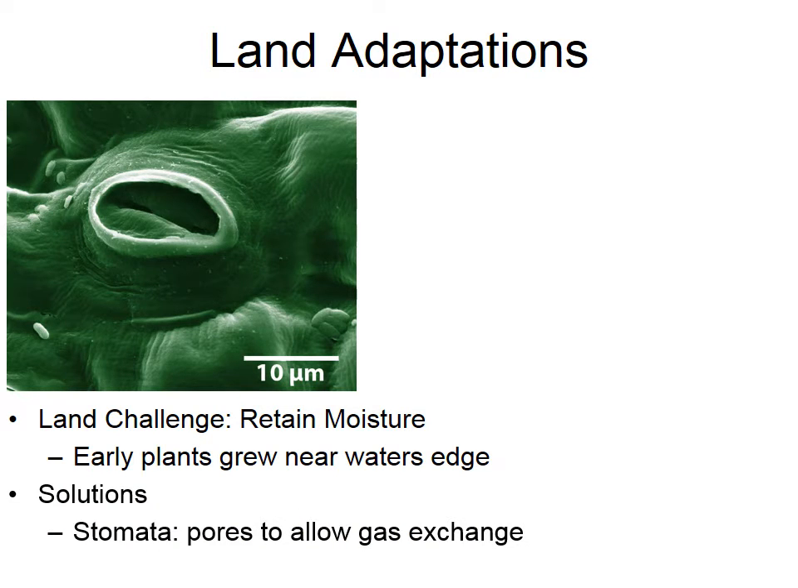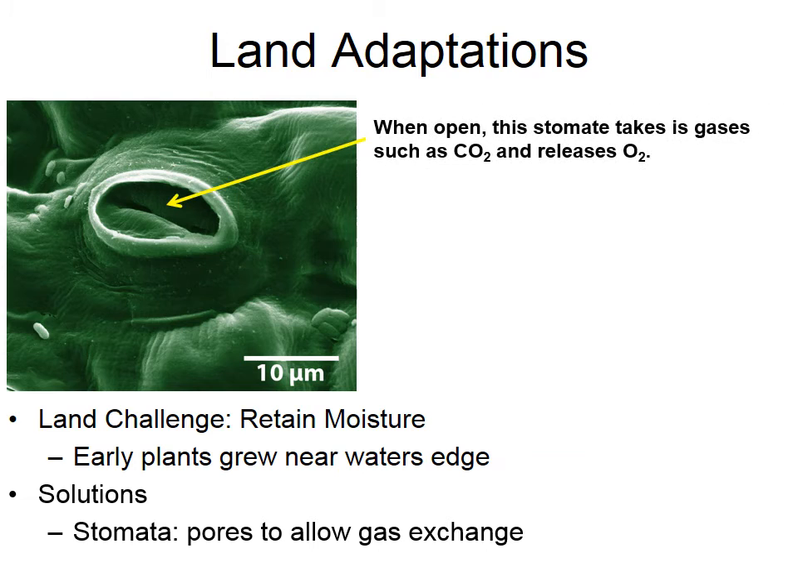And so a couple of the solutions I want to mention, one of them is called stomata, tiny microscopic pores, usually on the backside of leaves, and these pores can open and close to allow gas exchange. In the picture, here's a zoomed in, magnified view of a stomate. Stomate is singular, stomata is plural.